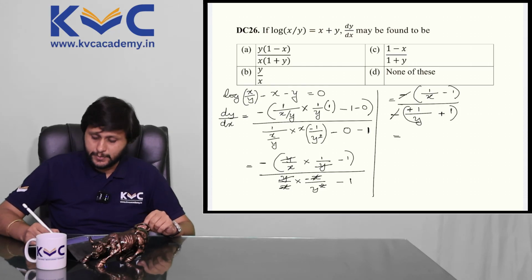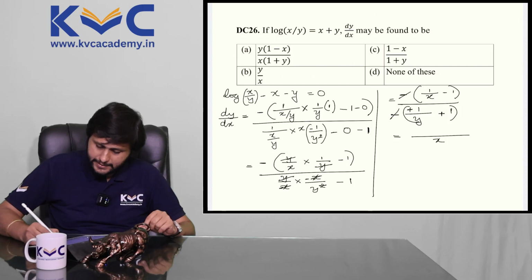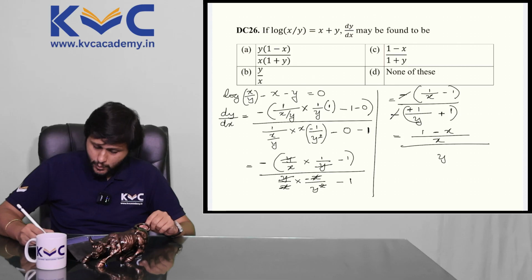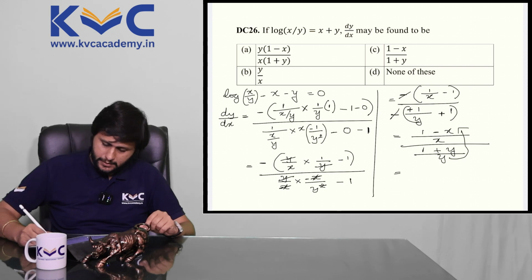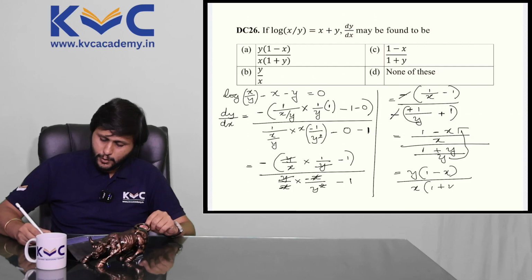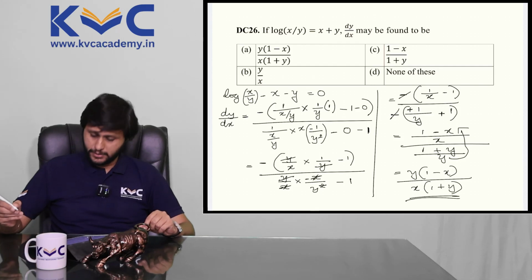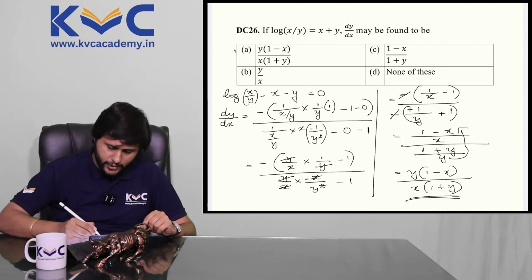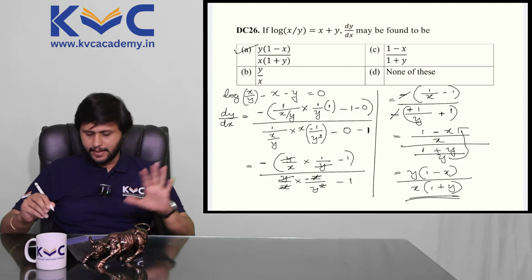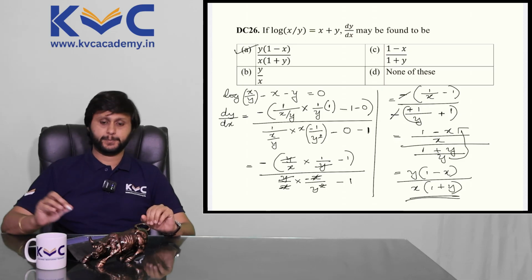Fine. So what remains now? 1 by x minus 1. Take LCM. X 1 minus x. Whole divided by. Take LCM. Y 1 plus y. Correct. Simplifying further. Okay. So we get y into 1 minus x and x into 1 plus y. Do we have this option? Y into 1 minus x is there in option A. Just make sure it is matching. Yes, it is matching absolutely to the last value.